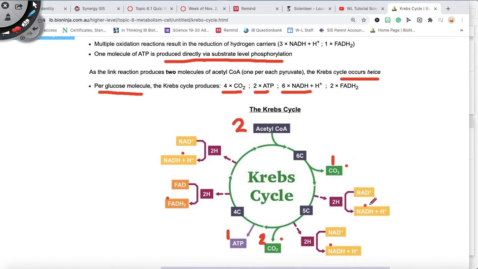Here we see 1, 2, 3. The cycle goes twice, so that's 6. And 2 molecules of FADH2. Here we see 1, but the cycle happens twice, so then you end up with 2.